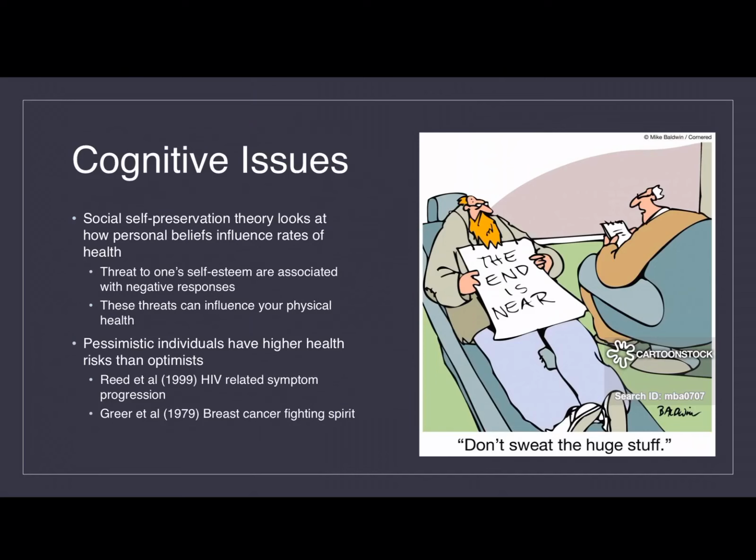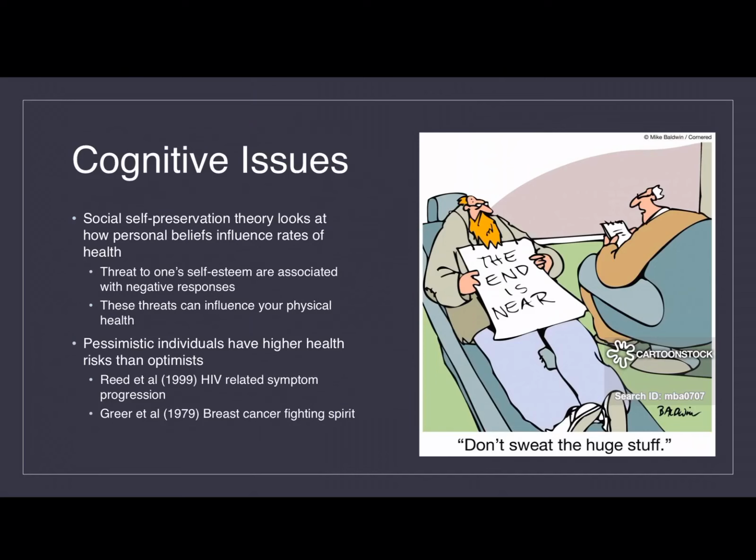Reed did a study of individuals that have been infected with HIV, and what they found is that by talking with them, those that had a very pessimistic view of their quality of life, of how quickly the disease might progress into becoming AIDS, they actually had the symptoms progress at a faster rate compared to those that were more optimistic, that there were viable treatment plans, that they had this disease, but it wasn't going to define their life.